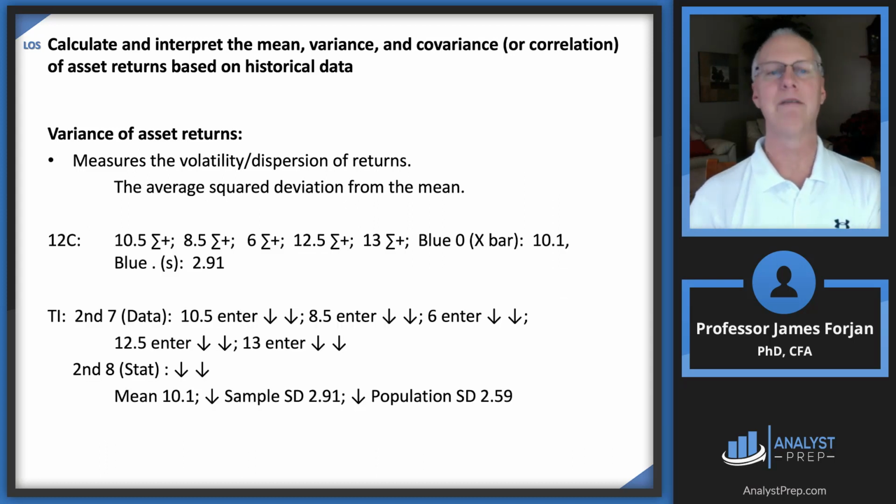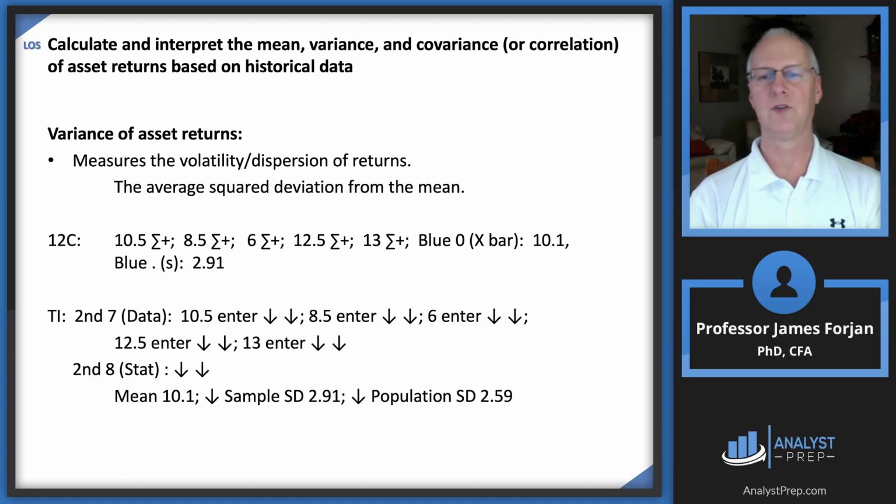Now, with one caveat. All right, so with the 12C, make sure you do the gold clear sigma, right? There's an F, clear the sigma. So you're just going to do 10.5 sigma plus and 8.5 sigma plus. Enter those all in a row, and each time your register is going to show a 1 and a 2 and a 3 and a 4 and a 5 so that it reminds you of how many inputs you've completed. And then all you have to do is hit the blue 0 and look under the 0, there's an X bar, and that gives you the mean.